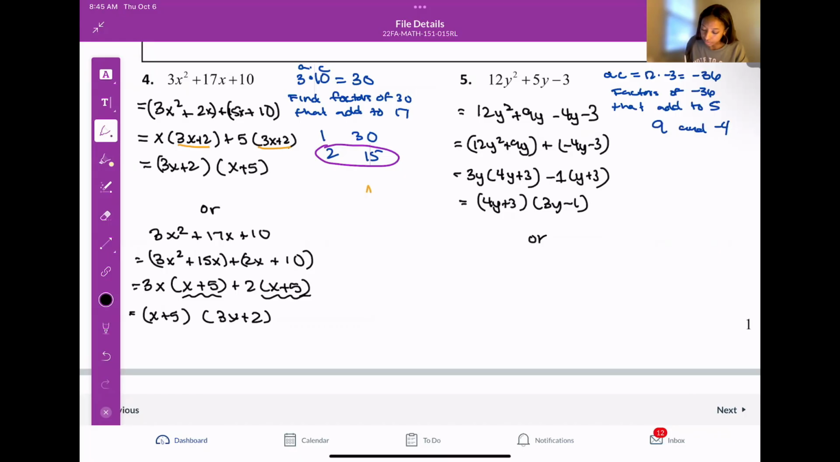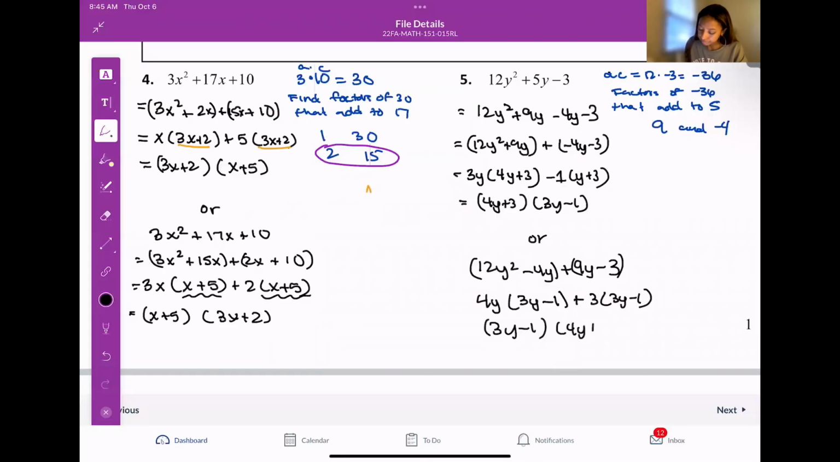And just to be thorough, if you break up the terms in the middle the opposite way, we get 12y squared minus 4y plus 9y minus 3. And if we group them together this way, we can factor out a 4y from the first two terms. So this is 4y times 3y minus 1, plus we factor out a 3 times 3y minus 1. And then we factor out the 3y minus 1, and we get the same answer.